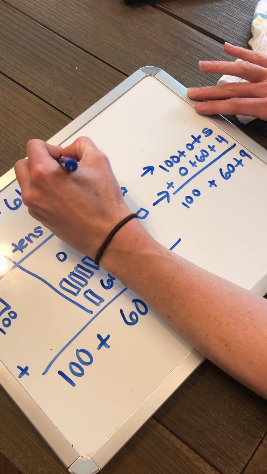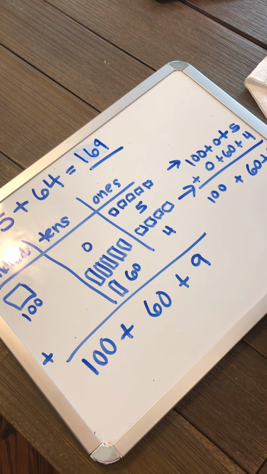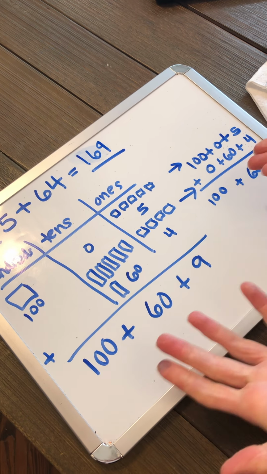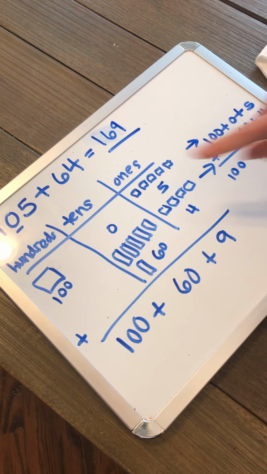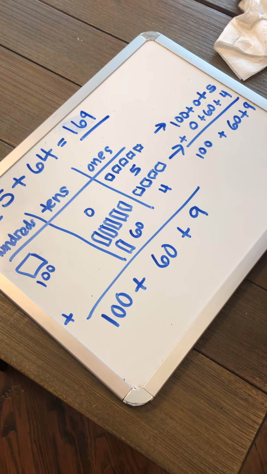169. Now it is your turn today to practice adding up to 1,000. Our sum won't get over 1,000, but I want you to use either drawings or the expanded form to solve today's task.